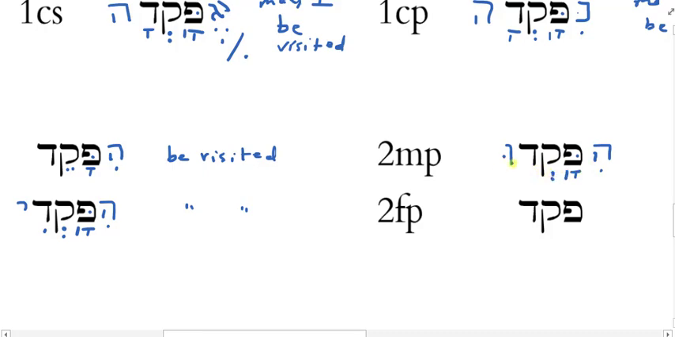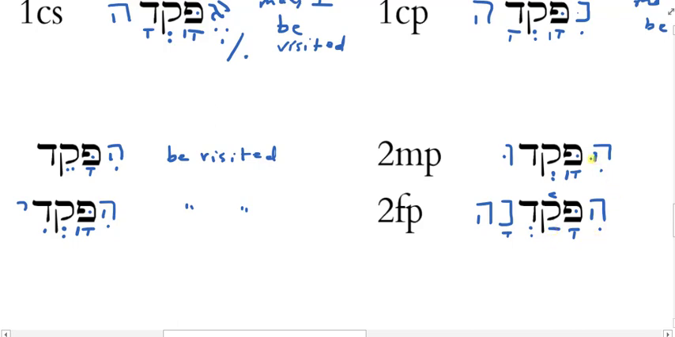So I get hippakedu. That's telling a group of men, be appointed. And then finally, for you women, it's going to be hippakedna. Okay? It'd be hippakede, add the na, and remember the sere becomes a patach here. Hippakedna. And that's telling a group of women, be appointed.